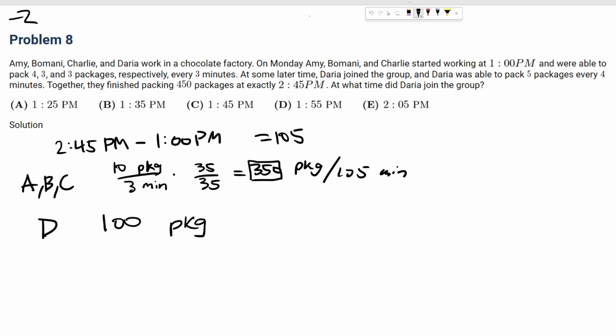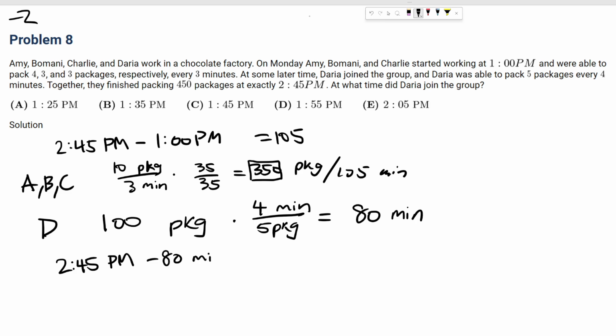But D packs 5 packages every 4 minutes. That means that D worked for 80 minutes. And now we can just figure out where D started, because we know D ended at 2:45 p.m. If we subtract 80 minutes, that's going to be 1:25 p.m. is our answer.